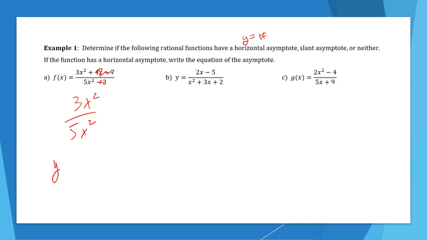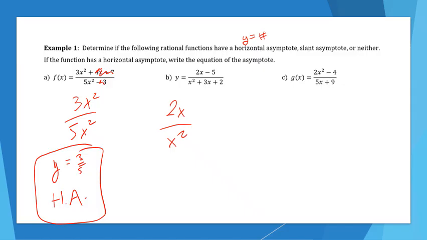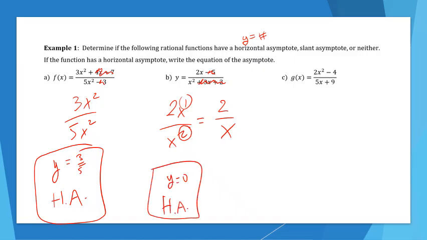So this is going to be y equals 3 over 5, and then this will have a horizontal asymptote. So that's that first one. The next one should be 2x over x squared, getting rid of your lower power terms. This is going to simplify to 2 over x, right? Or we just see it's bottom heavy, which means there will be a horizontal asymptote just at y equals 0. And that's the case with any bottom heavy function.